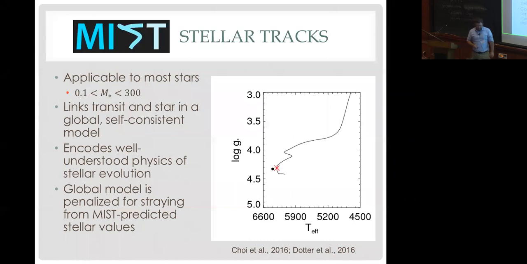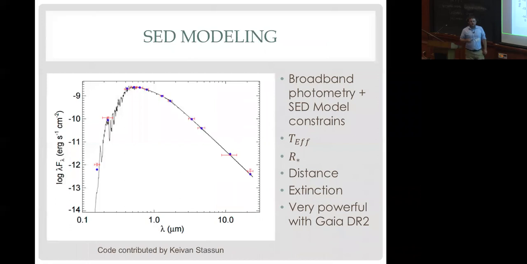Okay, but then another huge advance of EXOFAST v2, again dealing with constraining the star, is we now incorporate Keivan Stassun's code that models the spectral energy distribution, or the SED, of the star. And this is hugely important in the age of Gaia. So now that Gaia has flown, we know the distance to every planet host now, or that any of us will likely conceive of in our entire careers. We know the distance very well to all of those billions of stars.